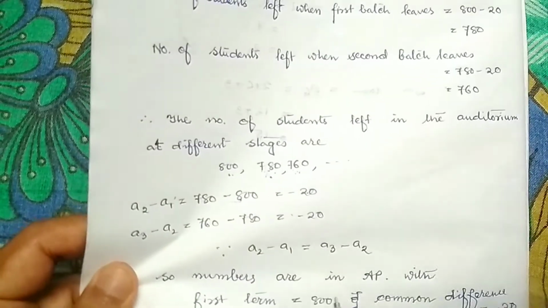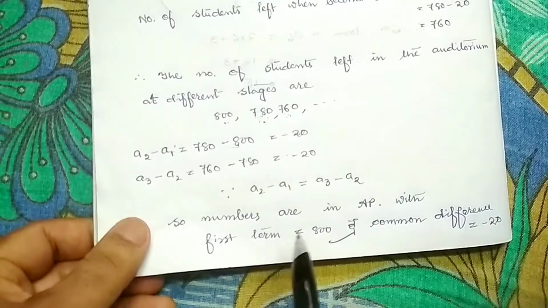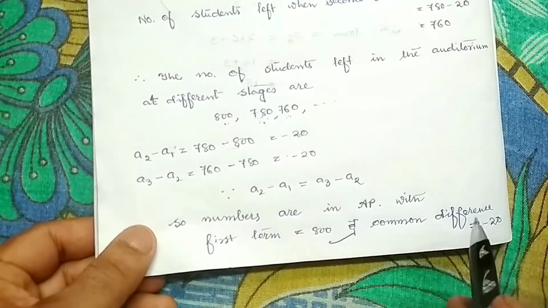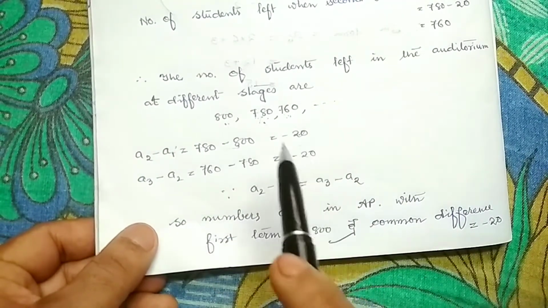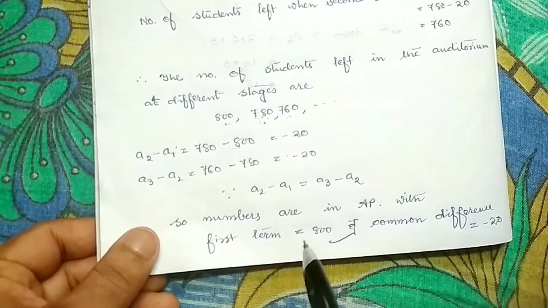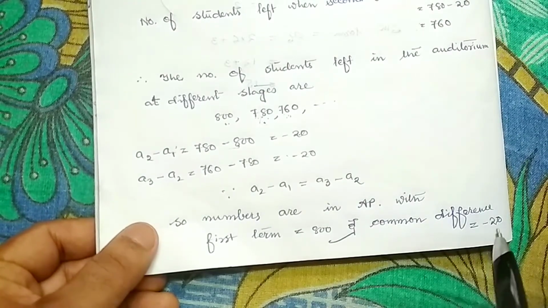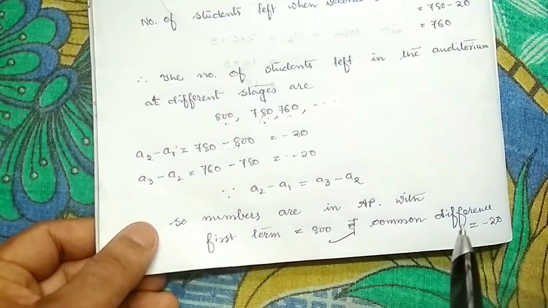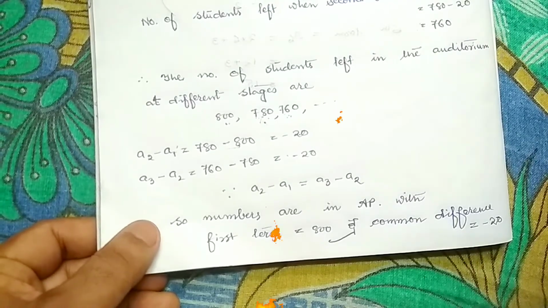And here you can see the first term is 800, and the common difference between the numbers is minus 20. So I have written first term is 800 and common difference is minus 20. I hope the sum is clear. Let me show you the second part.